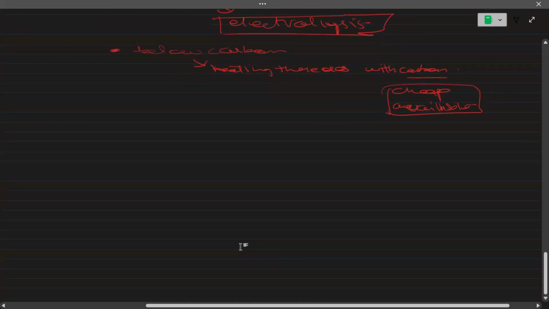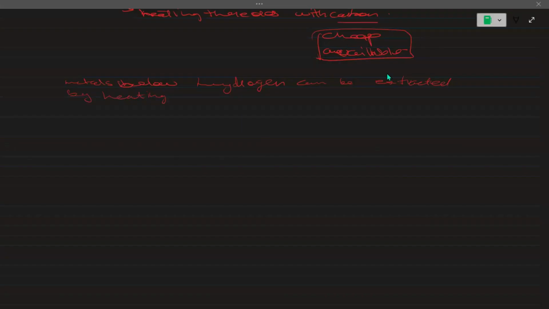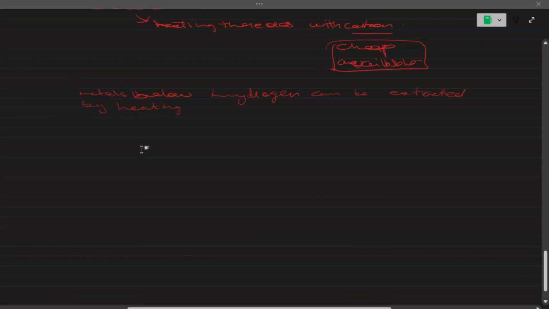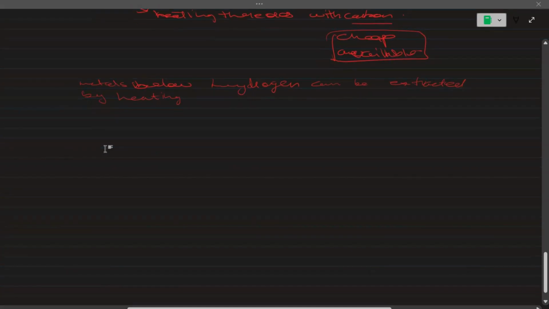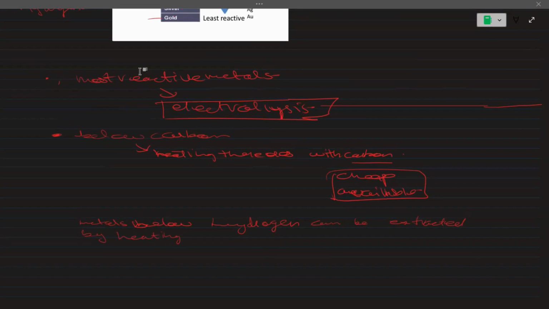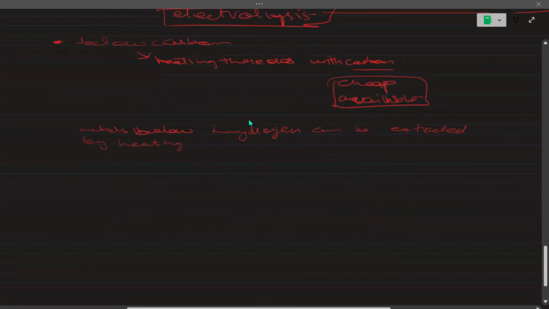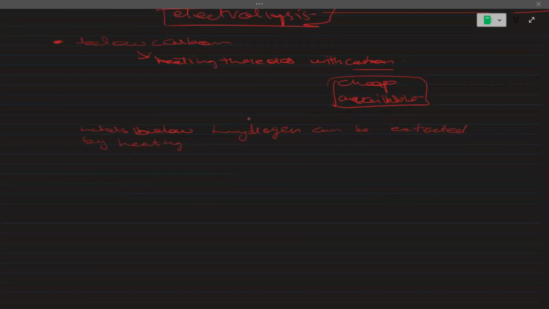Now, the metals below hydrogen can be extracted by heating their ores with hydrogen. That's common sense, that the metals below hydrogen we extract by hydrogen. That's simple. Now let me give you an example of how it is done by hydrogen.